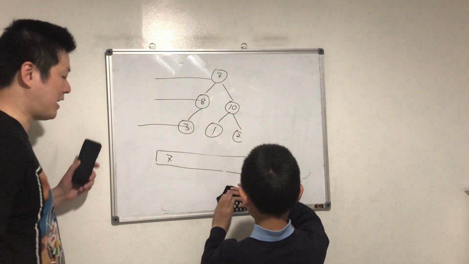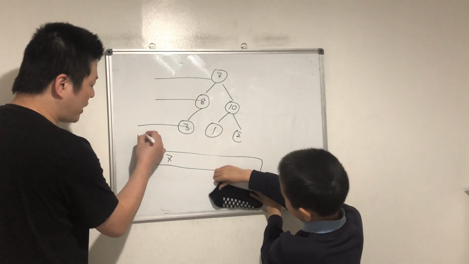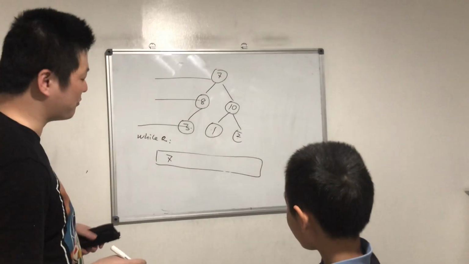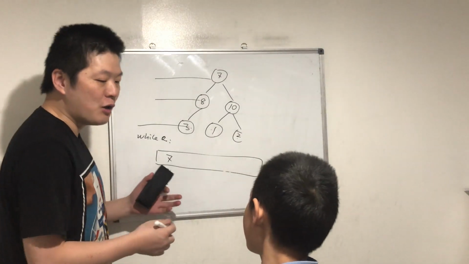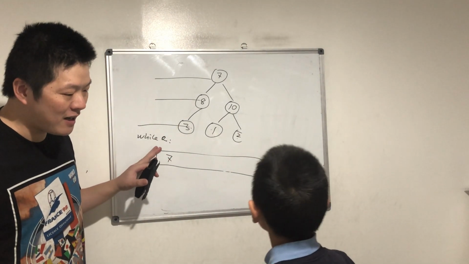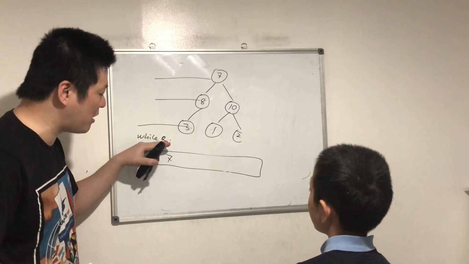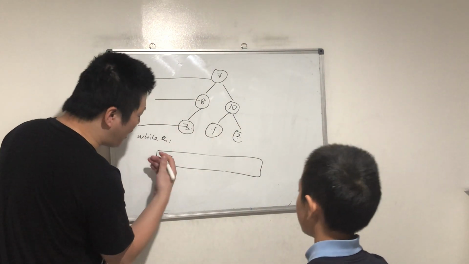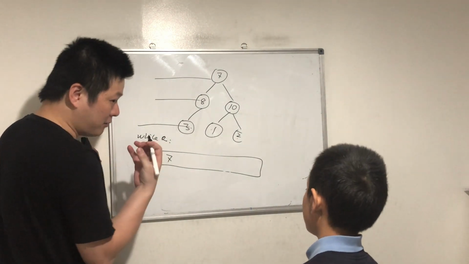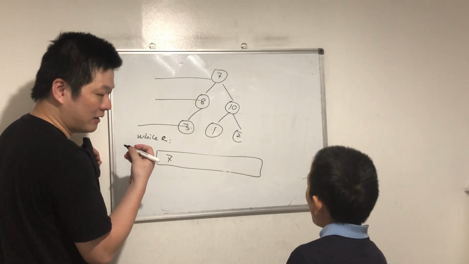Okay, 7. Now, while the queue is not empty, so we have this element in the queue, right? What should we do? First of all, we see how many nodes are in the queue. There's only one node, yeah? So we take this one node out, 7, and we push all the kids of it. So which is what?